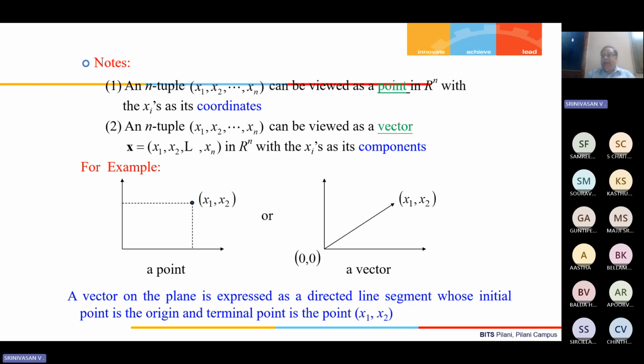Now this OP, with the direction towards P, becomes a vector, isn't it? A vector on the plane is expressed as a directed line segment whose initial point is the origin and the terminal point is the point x1, x2. So when you have a line joining 2 points, and when you mention a direction, from O to P, it becomes a vector.